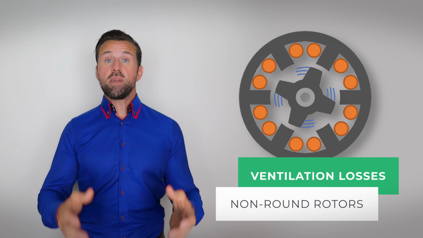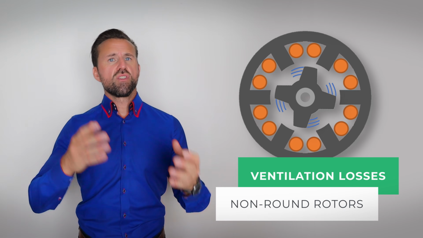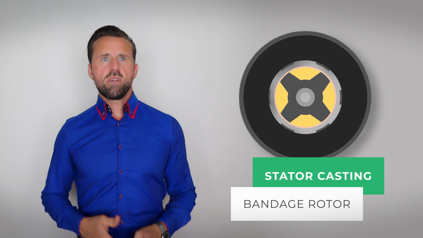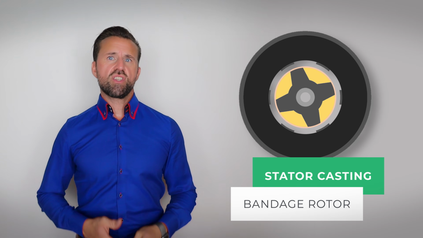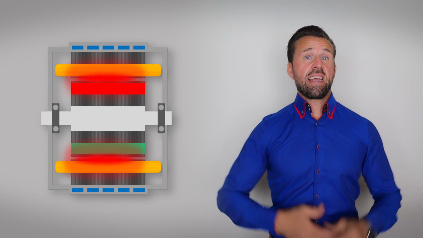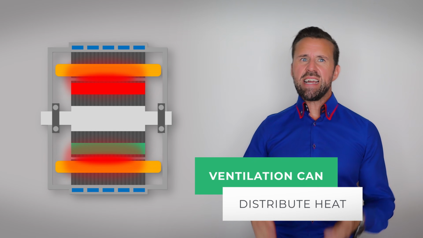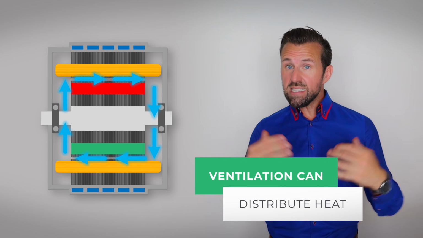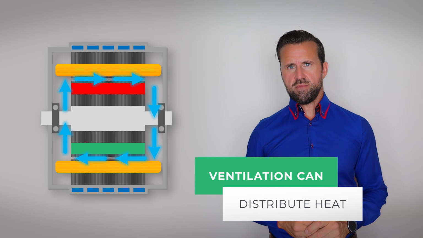Ventilation losses occur in electrical motors with non-round rotors and also depend on the speed. For example, SR motors or separately excited synchronous motors have rotors that are not absolutely round. The ventilation losses can be reduced by casting the stator and bending the rotor. If the right material is used for the casting, the heat dissipation can also be improved. However, the ventilation in electrical motors can also be used to transport the heat out of the center of the electrical motor. This distributes the heat better in the electric motor and reduces hotspots.